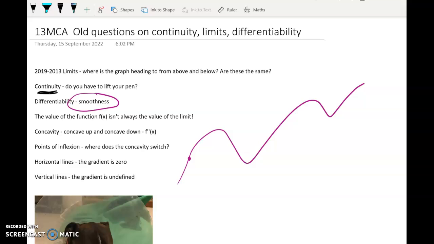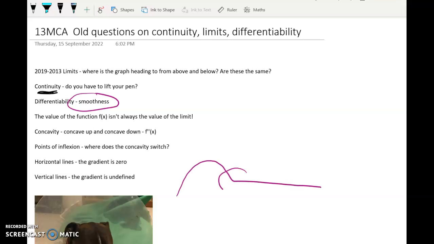So the one that I've drawn there is differentiable everywhere. This is a bit dodgy. This is looking a little bit like a kink, but it's not. So that curve is smooth, right? It's differentiable everywhere. Here are a couple of examples of where a curve is not differentiable everywhere.